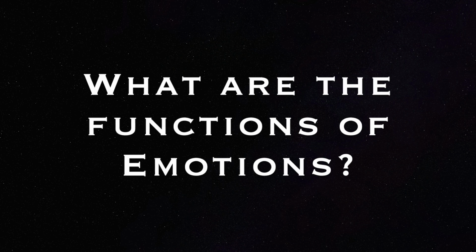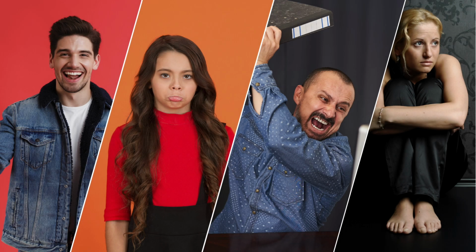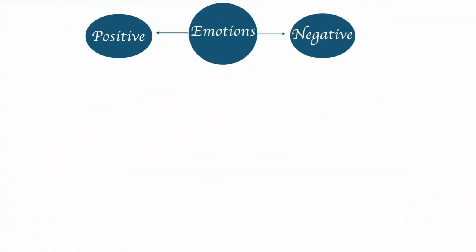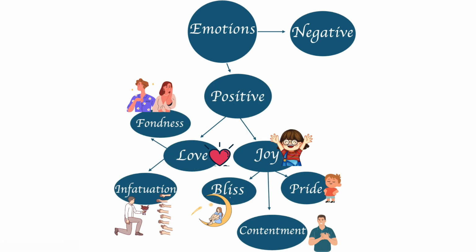What are the functions of emotions? I'm sure you all know what emotions one can experience, but still let's try and put all of this in a pictorial format so that we can easily identify which is the fundamental emotion that is causing a specific feeling. Emotions can be divided into two halves, positive and negative. Positive emotions can be further divided into two categories, love and joy. Subcategory emotions under love are fondness and infatuation. If you are experiencing happiness, that means you are also feeling bliss, pride, and content.